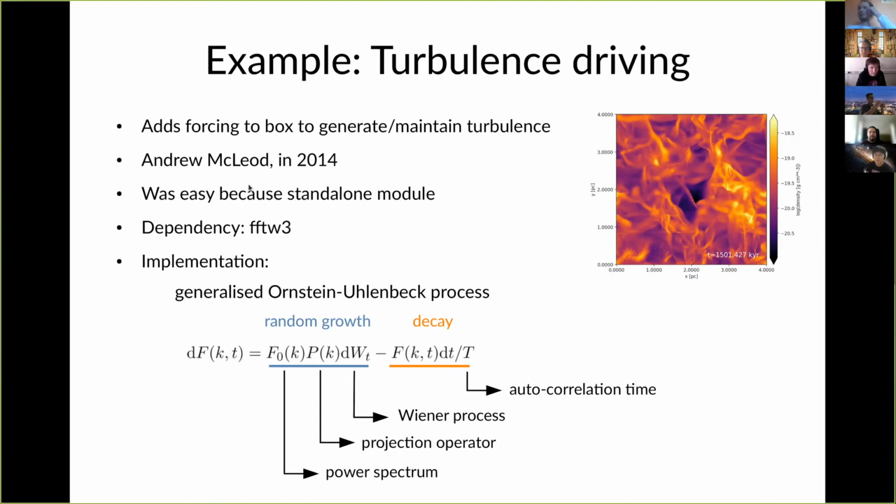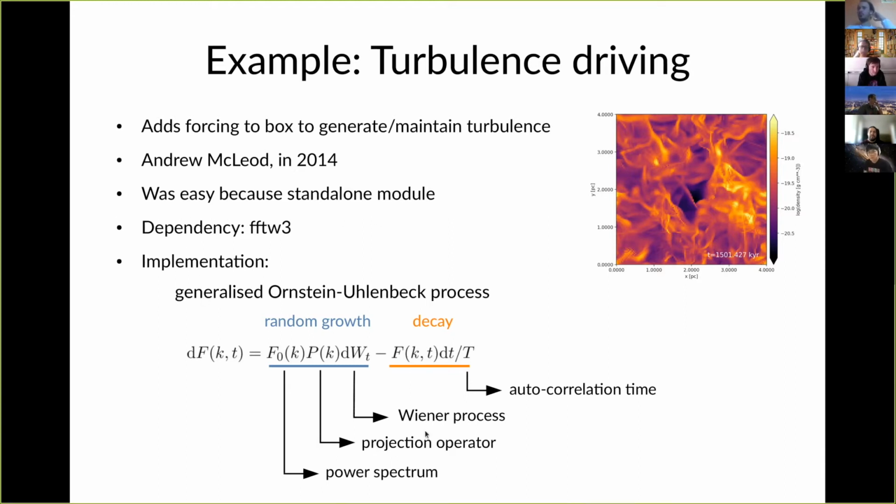But the good thing was that it was pretty much already a standalone module. It was nicely defined in the code. So it was fairly straightforward to move it to Ramses. The only annoying thing was that it has a dependency of FFTW3, so an external library, which it uses for Fourier transformations.